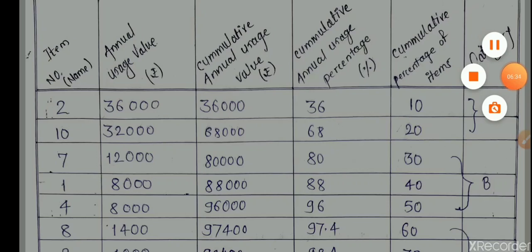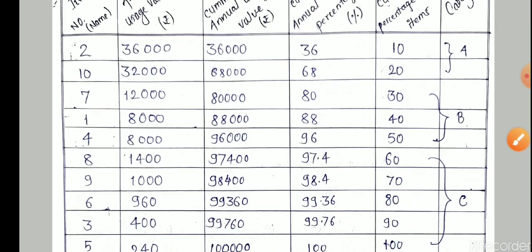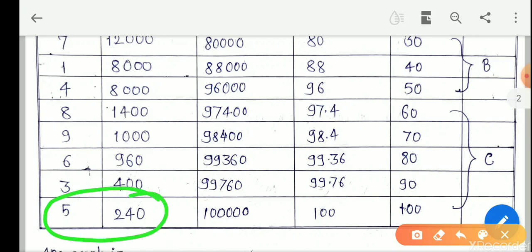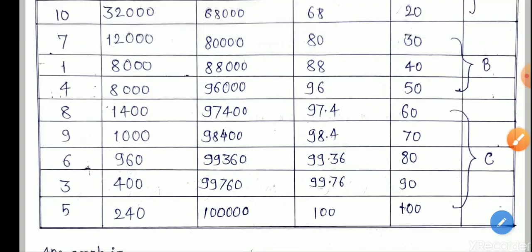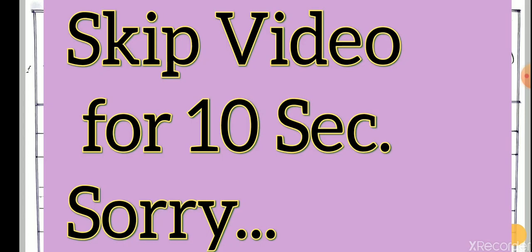Item number 2 is starting because its annual usage value is higher, and it goes to 5 as per the previous table, whose annual usage value is lower. Hence, write down these 2 columns, that is item number and annual usage value, as per ranking as we calculated in the previous table. Now we add the third column, that is cumulative annual usage value, meaning cumulative value. Okay, now let's get into a detailed discussion about this concept.